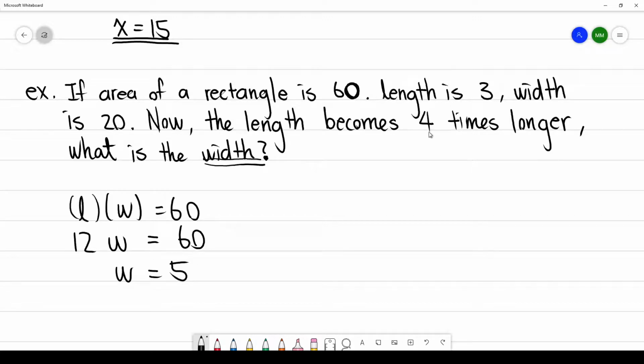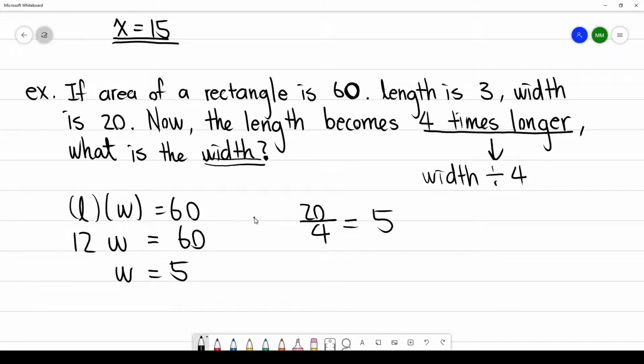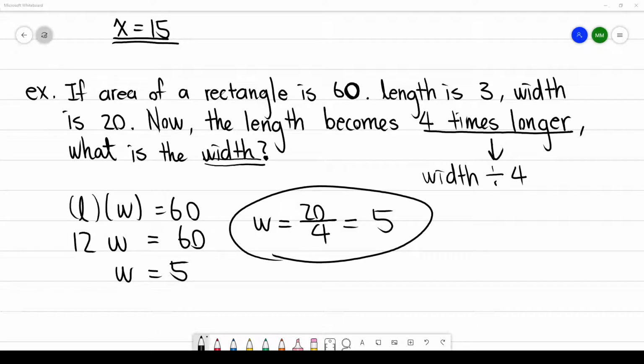Or the other way, as I was saying, when the length becomes 4 times longer, in order for the product to stay the same, the width has to be width divided by 4. So 20 divided by 4 is equal to 5. Yeah, so you could solve an equation, but yeah.